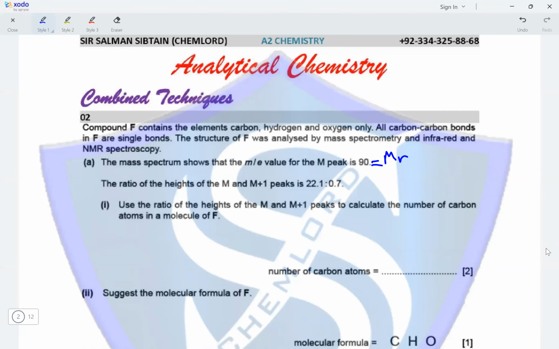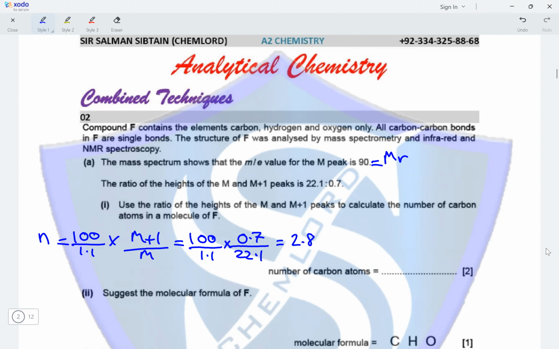Use the ratio of the heights of the M and M plus 1 peaks to calculate the number of carbon atoms in a molecule of F. So this would be N equals 100 upon 1.1 into height of M plus 1 upon height of M. So 100 upon 1.1 multiplied by 0.7 upon 22.1. This gives us a value of 2.88, which will be rounded up to 3 because carbon atoms are in whole numbers. So we have 3 carbon atoms present in our molecule. So number of carbon atoms is 3.